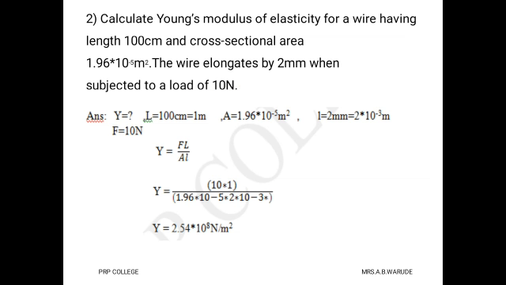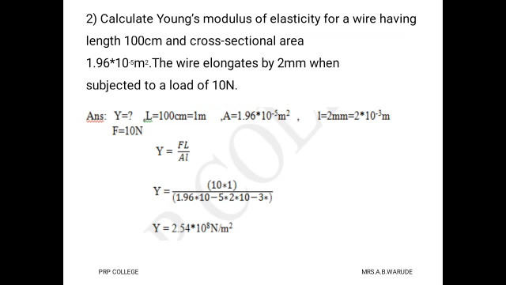The length of wire is given as capital L equals 100 centimeter, and when we convert it into meter, we get 100 centimeter equals 1 meter. Then the area of wire is 1.96 into 10 raised to minus 5 meter square. The extension is small l equals 2 millimeter, that means 2 into 10 raised to minus 3 meter. And the force applied is F equals 10 Newton. Here we have to calculate Young's modulus.